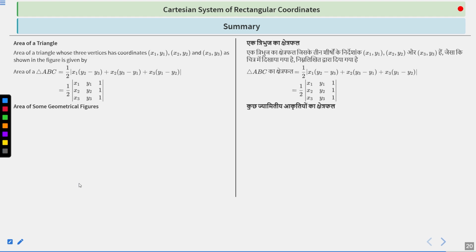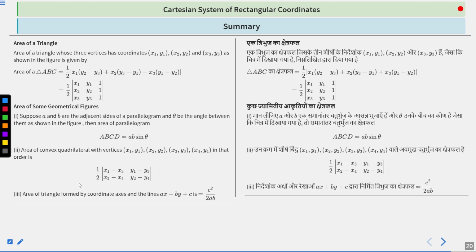Clear? After that, we have seen the area of some geometrical figures. Clear? The area of a parallelogram having adjacent sides a and b, and angle between the adjacent sides theta, can be calculated as ab sine theta. And the area of a convex quadrilateral with vertices (x1, y1), (x2, y2), (x3, y3) and (x4, y4) in that order is 1 by 2 determinant value of (x1 minus x3), (x2 minus x4), (y1 minus y3) and (y2 minus y4). The area of the triangle formed by the coordinate axes and the line ax plus by plus c is c square upon 2ab, right? C square upon 2ab.